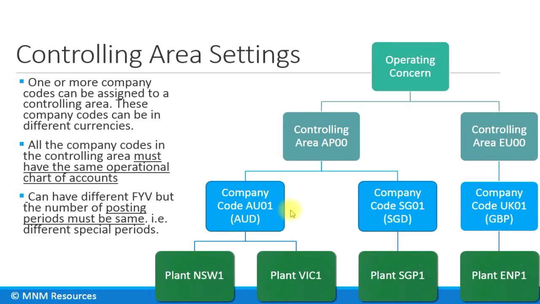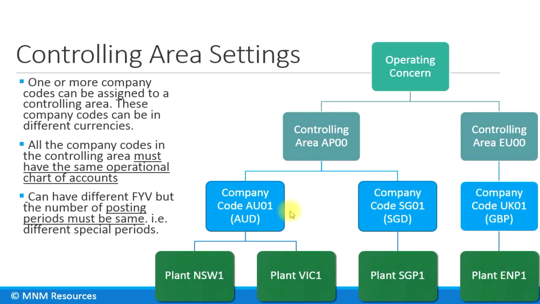Also, one fiscal year variant will have 12 periods, posting periods, which is usually your 12 months of the year. And they can also have 4 special periods, maximum 4 special periods. They can have no special periods, 1 special period, or maximum of 4 special periods. Special periods are used for year-end adjustment postings.